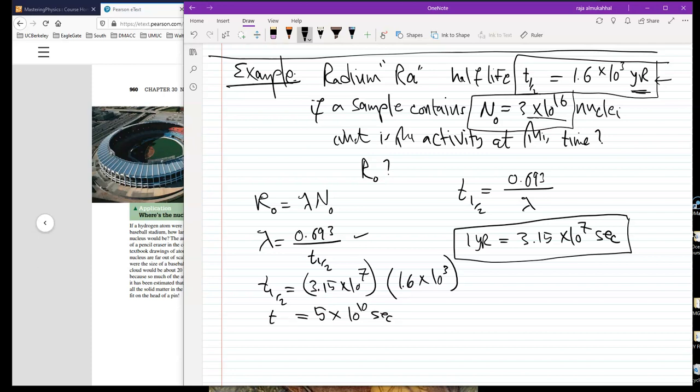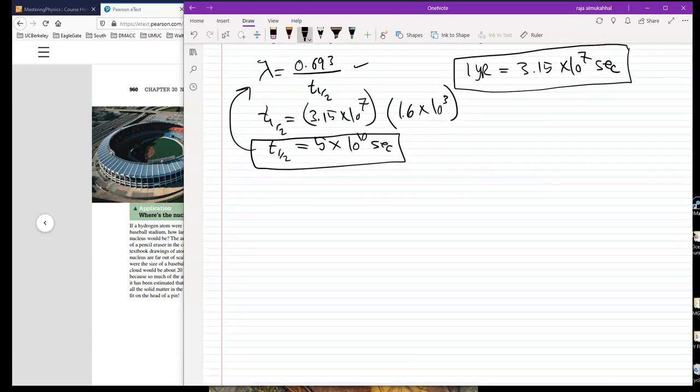So this is the half-life right here. I take that and plug it back in here to get the probability constant lambda, the decay rate. So 0.693 divided by 5 times 10 to the 10, and the decay constant is equal to 1.4 times 10 to the negative 11 decays per second. This is the probability, got it?